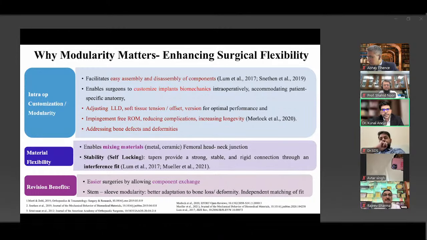So why does modularity matter in a total hip? Because it's easy to assemble and disassemble the components in a primary or a revision scenario. We can customize the implant based on the patient's biomechanics. We can adjust the limb length, offsets, soft tissue tension and the version, and we can achieve an impingement-free range of motion, thus increasing the longevity. All the bone defects can be addressed using the modular components, and we can mix and match the components and materials, such as a metallic or ceramic head. The stability is a self-interference fit stability, and it is very useful in a revision scenario by easier component exchange.